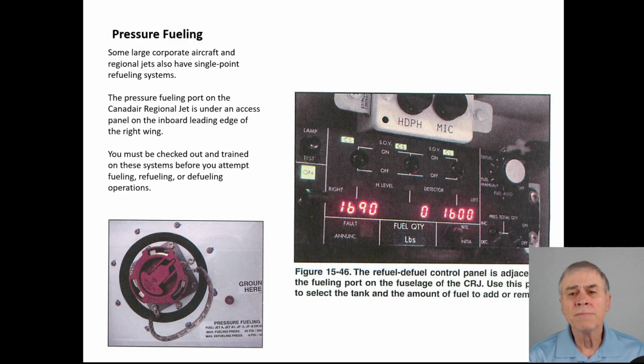There's the panel for the CRJ, Canadian Regional Jet. You can see the levels, right and left, 1690 and 1600.